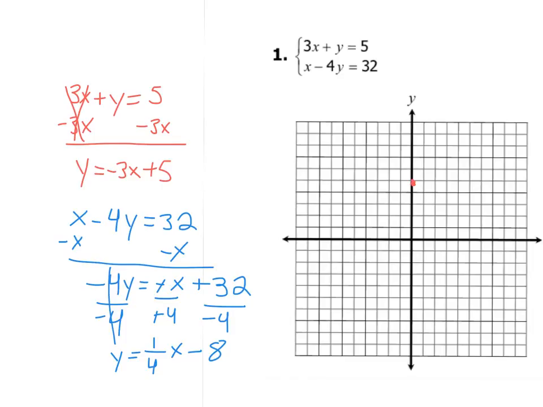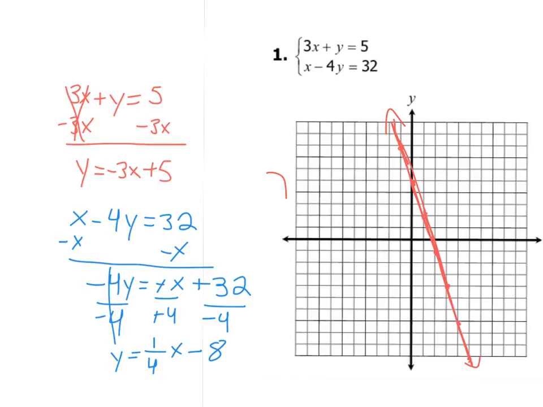And then it looks like it has a slope of negative 3, which would mean that we'd go down 3 to the right 1, down 3 to the right 1, and so on. Or we could go up 3 and to the left 1. And you draw your line as straight as possible, and that would be your first one.